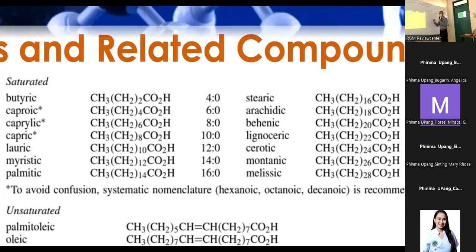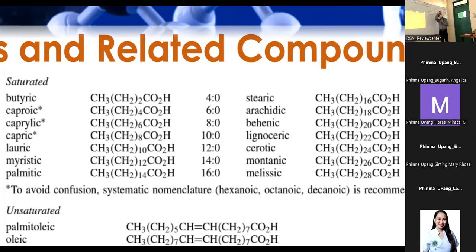Now when we go to C4, pagdating natin sa C4, you now have your butyric acid. Butyric acid is also known as your butanoic acid. Hindi ko na isusulat kasi pahaba lang naman siya ng pahaba. There are 4 carbons in butyric acid. CH3CH2CH2COOH. So that's your butyric acid, that's also your butanoic acid.